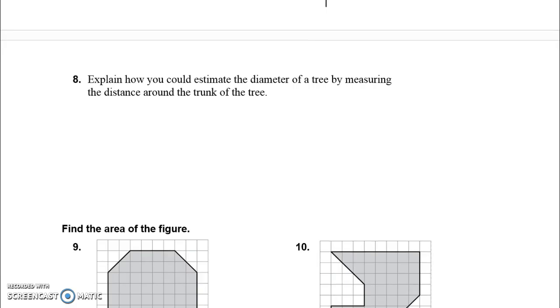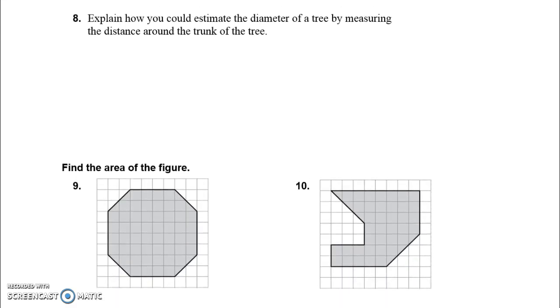Number 8 wants you to explain how you could estimate the diameter of a tree by measuring the distance around the tree trunk. This is circumference, so it's asking you how you can use the diameter, and you use your formula. Circumference equals pi times diameter. So the way you do this is you would measure the circumference and then divide by pi, or 3.14. So any circumference, you divide by 3.14 to find the diameter.